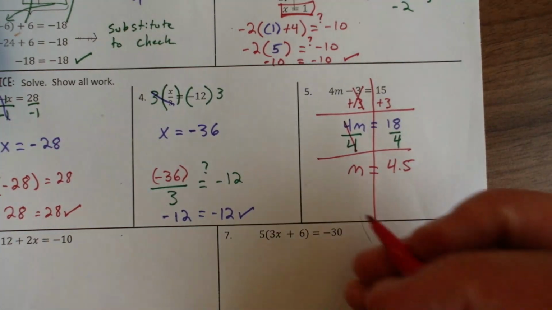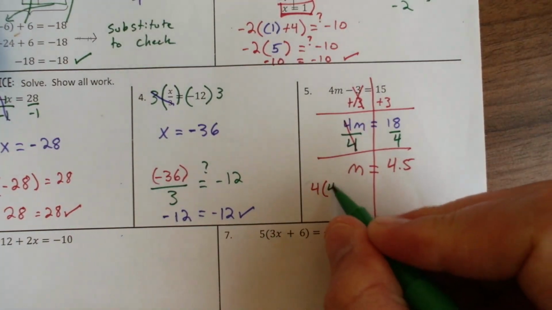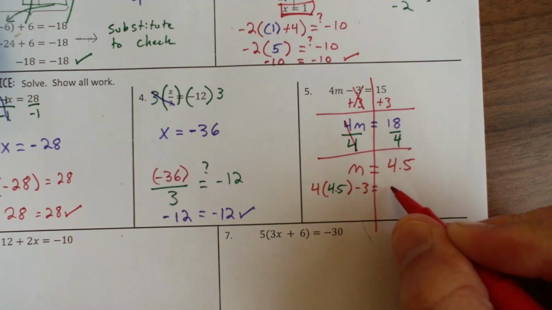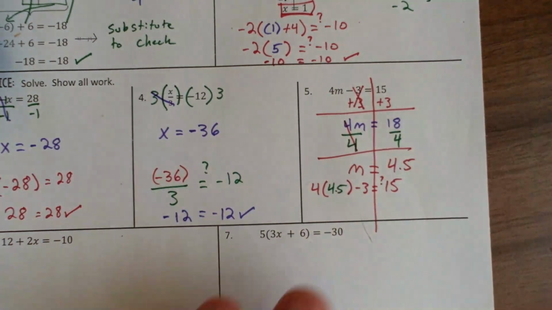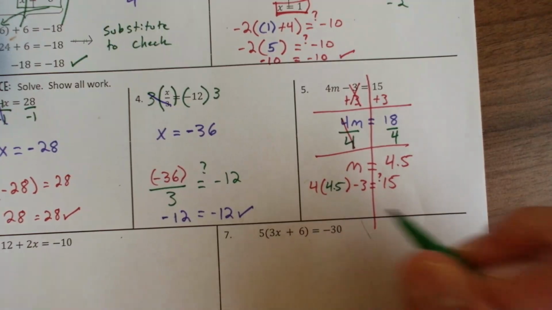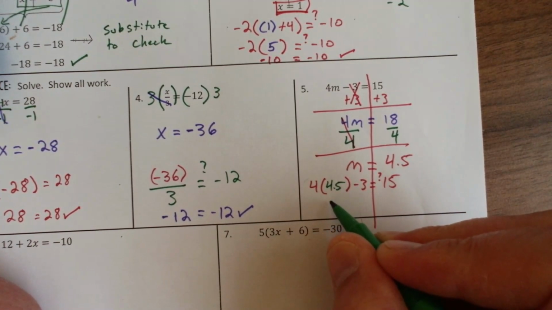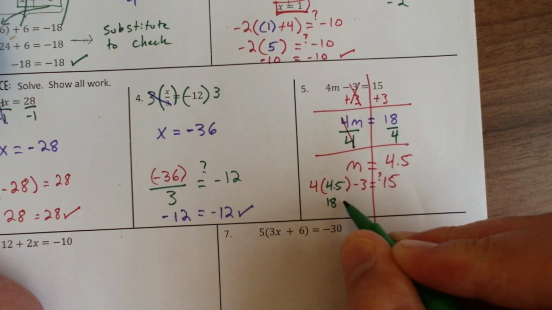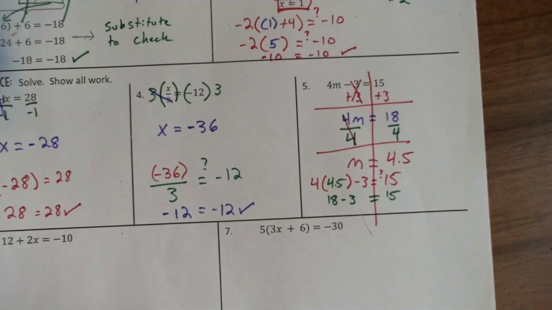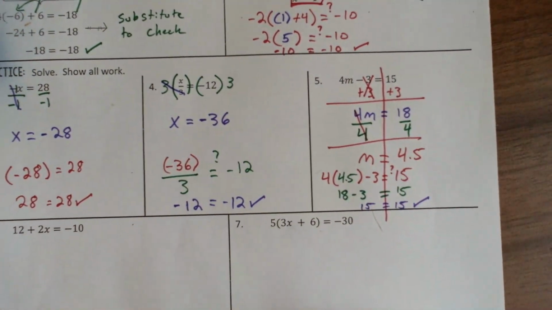To check this, it would be 4 times 4.5, my answer, minus 3. And I want to see if that's going to equal 15. 4 times 4.5, that is 18. 4 times 4 is 16. Half of 4 is 2. 16 plus 2 is 18. Or you could just double check yourself with Desmos. 18 minus 3 is 15. 15 equals 15. I know my answer is correct.